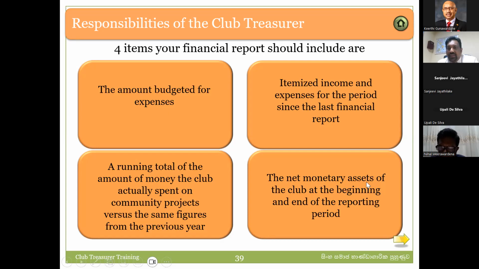And the net monetary asset of the club at the beginning and the end of the reporting period.